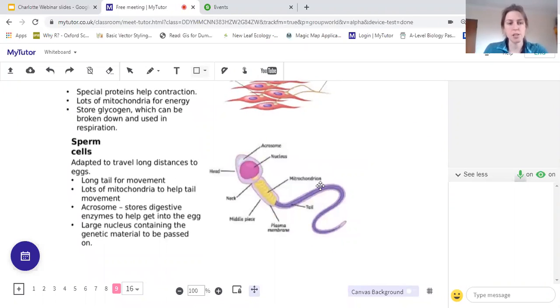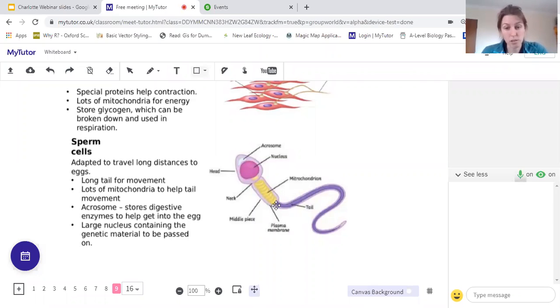And then finally, sperm cells. So sperm cells are specially adapted for traveling long distances to eggs. So if we think about reproduction, the sperm goes to the egg and then makes its way into the egg, and both of the sets of DNA join together. The egg is fertilized and then begins to grow into a fetus. So sperm cells have to be adapted for traveling long distances.